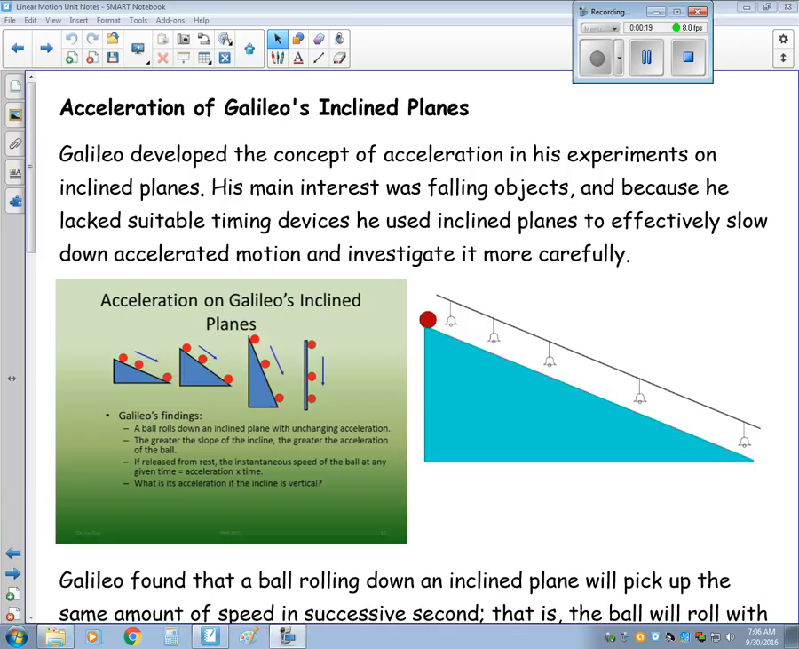However, he lacked suitable timing devices. It's really hard to measure how many seconds it takes something to fall. Acceleration due to gravity is such a large value that after a couple of seconds, an object's fallen a great distance, really. So, to slow the object down, he used ramps.